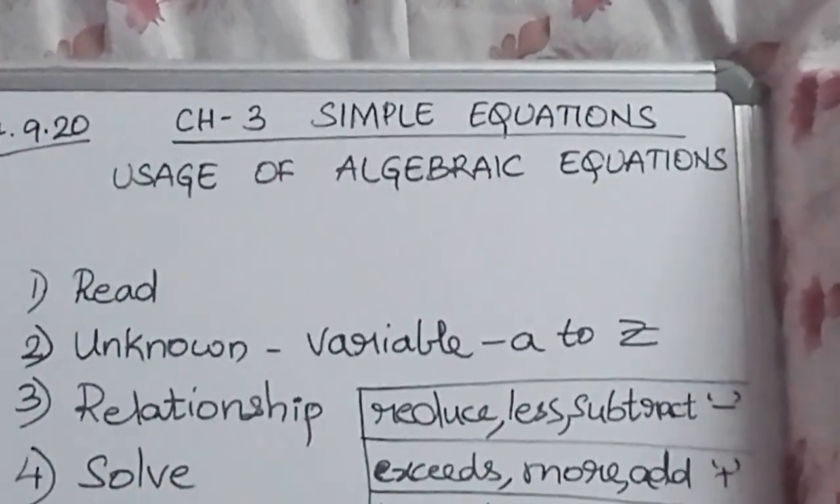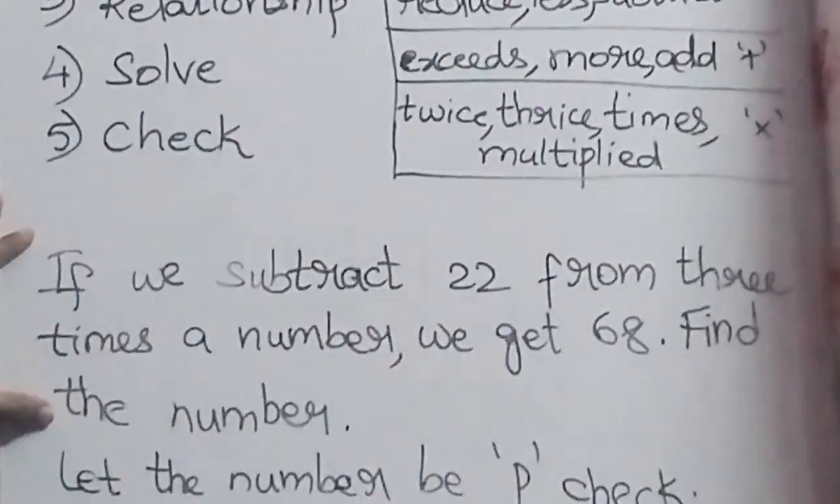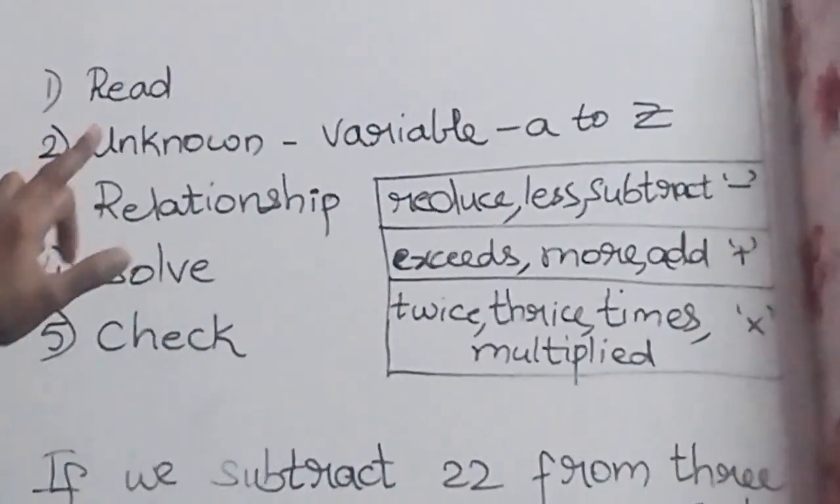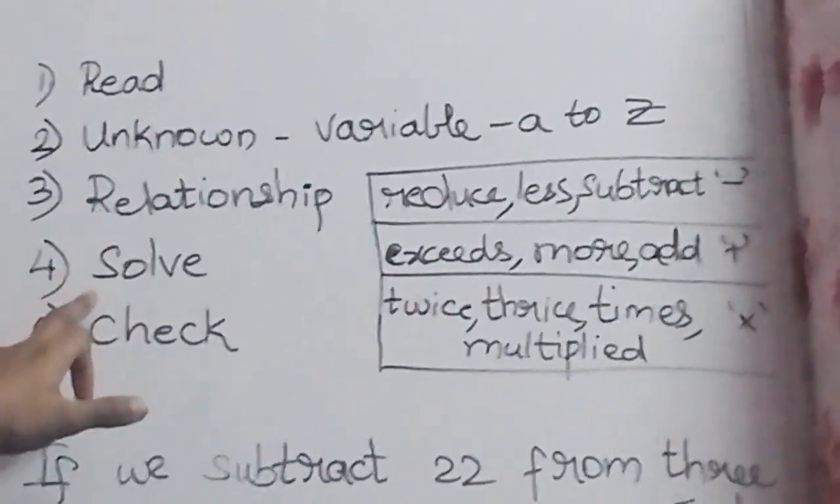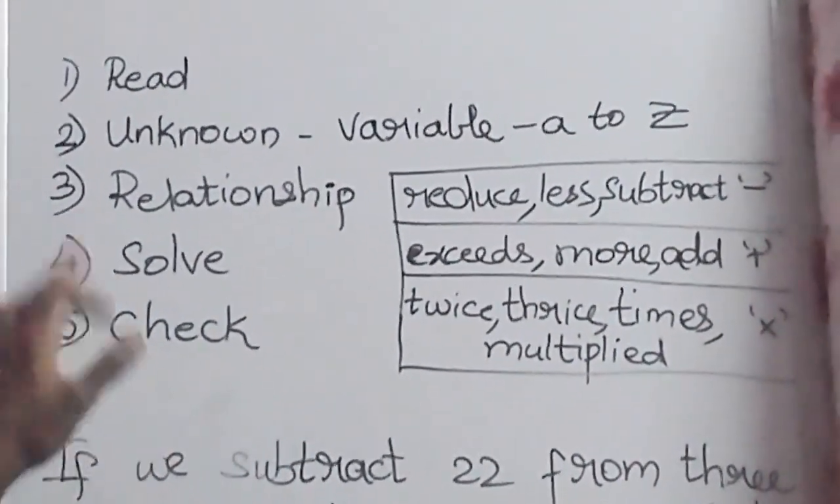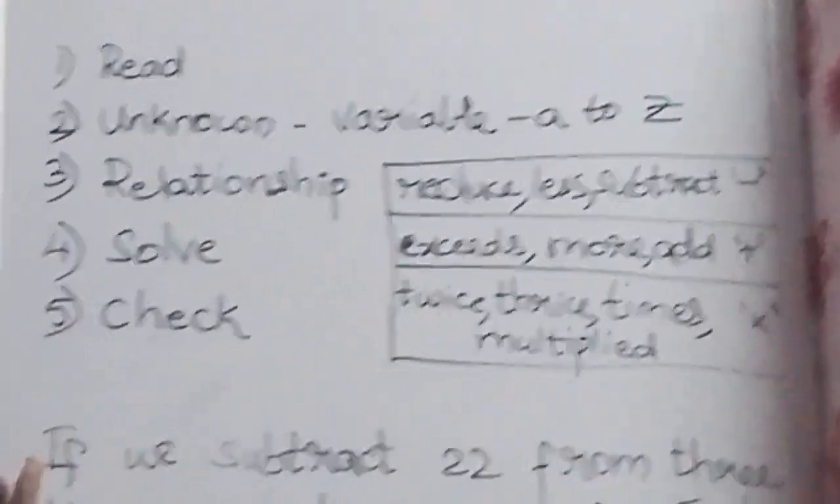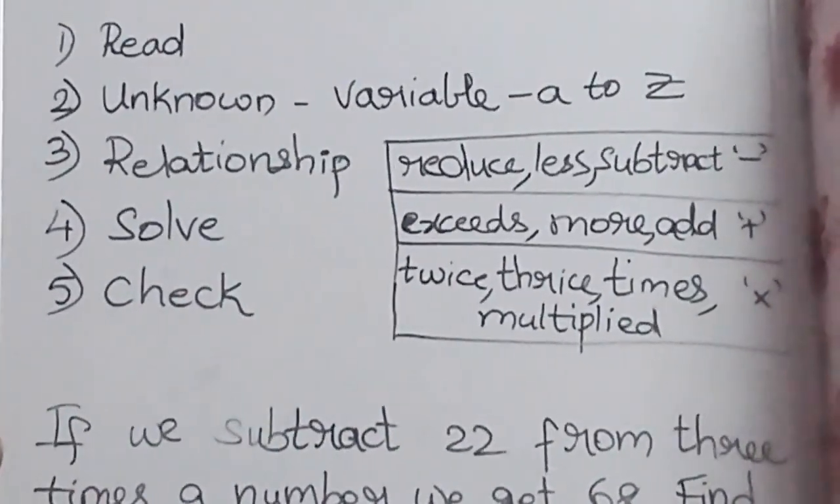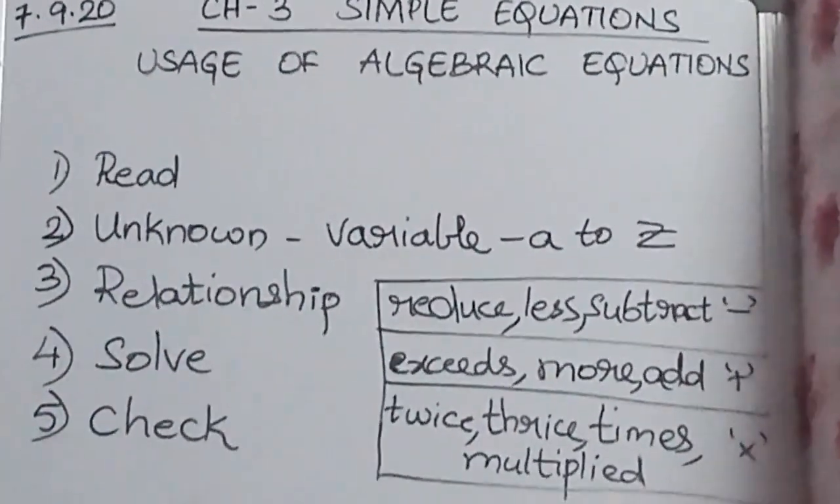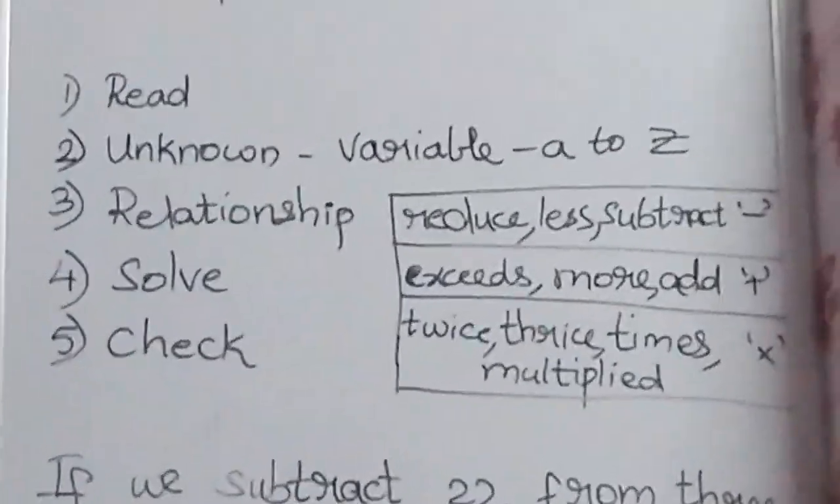Here a word problem like this will be given. From the word problem you have to read, you have to write what is unknown, then you have to write the relationship, then solve, and the last step is check. Did you understand all this? No need of copying anything. This is only for your understanding.